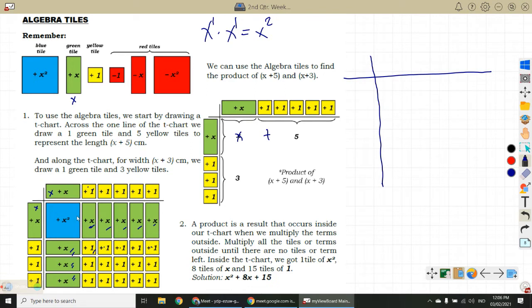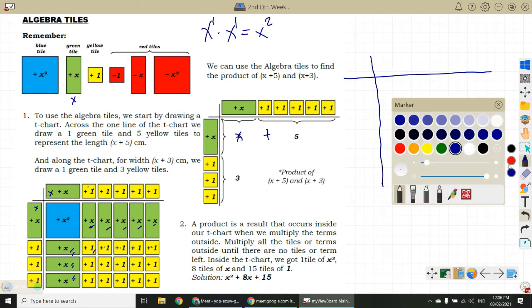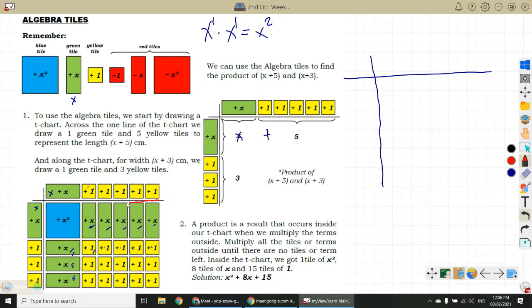So, when we multiply x plus 5 times x plus 3, we're just going to count kung ano yung nakikita natin physically sa table na ito, yung nasa loob ng T-chart. So, let us know, how many x squared are there? Ilang x squared? Sige, pwede na kayo sumagot.